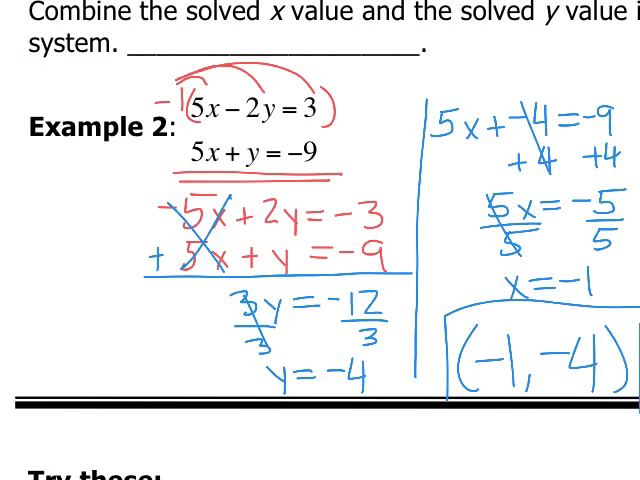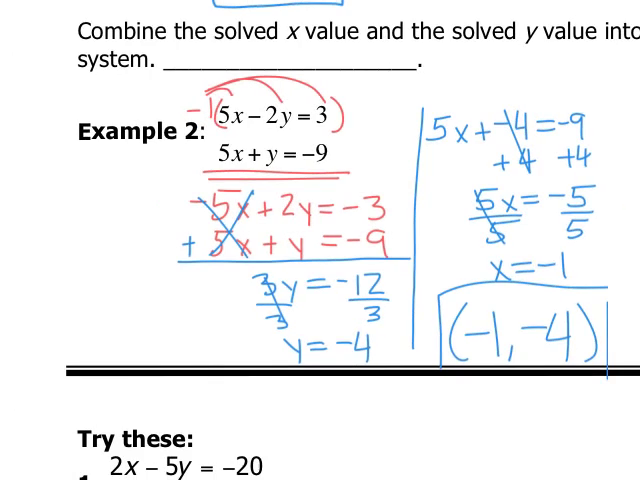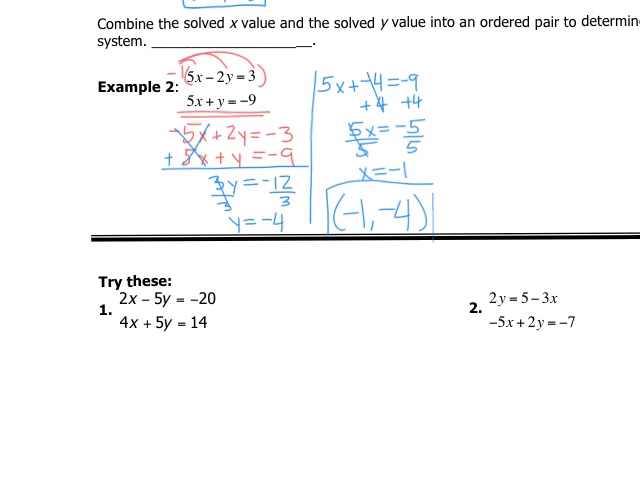Okay? Can I get a comfort level of how you're feeling right now? 3, 2, 1, 0. Okay. Looking pretty good with twos and threes. Okay, good. So go ahead and try. Let's see.